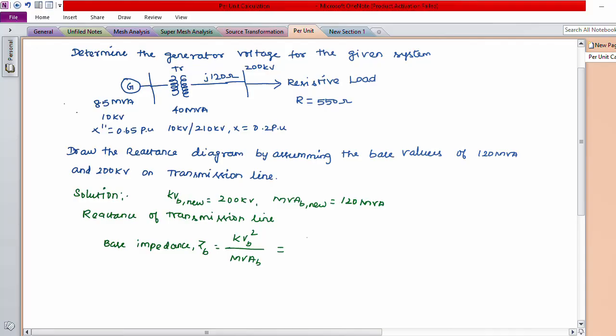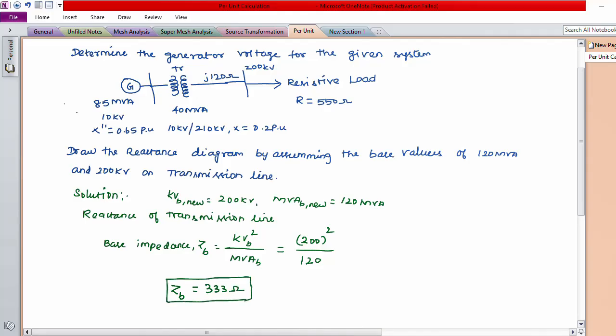Now, from this base value, we want to determine the base impedance. So, KVB value is 200. So, 200 squared divided by the MVA value, which is 120. So, based on this, we can simplify the value. ZB equal to 333 ohm.